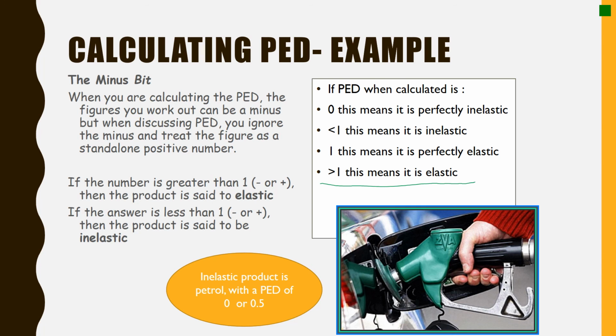Okay, you notice that when we were calculating the price elasticity of demand, we had minus 1.5. Okay, you need to ignore the minus coefficient. Okay, you just need to look at the standalone number. So if it was minus 0.5, right, this would mean that the product has inelastic demand. If it's greater than 1, it's elastic. So an inelastic product is petrol, for example, with a price elasticity of demand of 0 or 0.5.